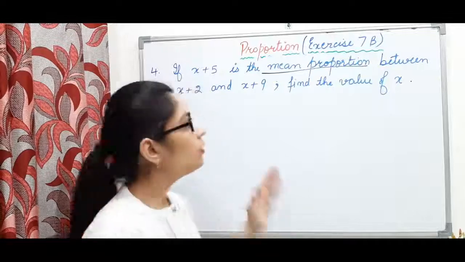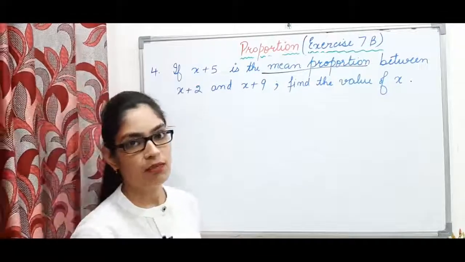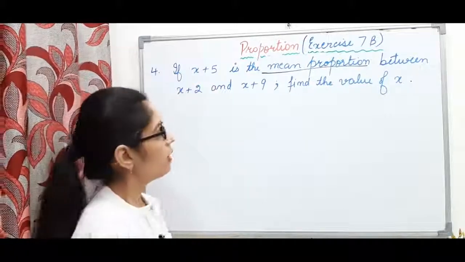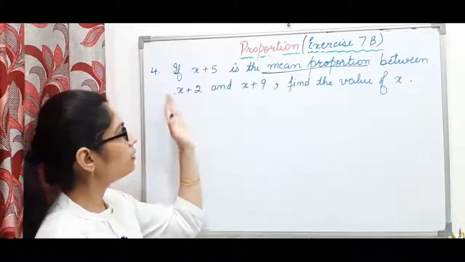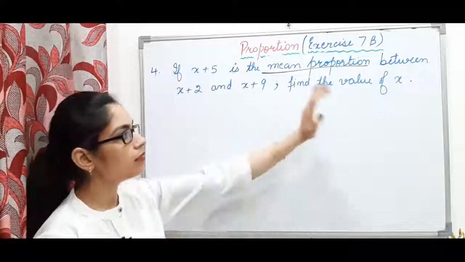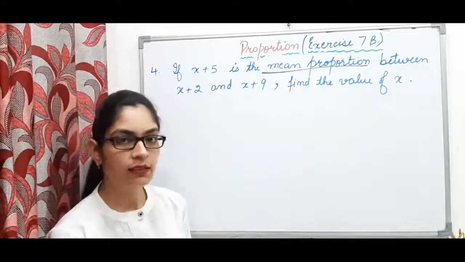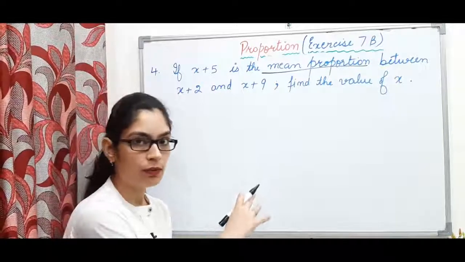Let us start with the fourth question of exercise 7b. It's given, if x plus 5 is the mean proportion between x plus 2 and x plus 9, find the value of x. So, three quantities are there. Three quantities means it is in continued proportion.